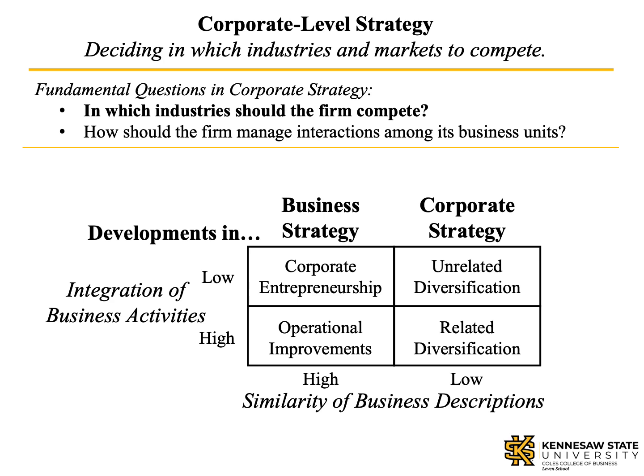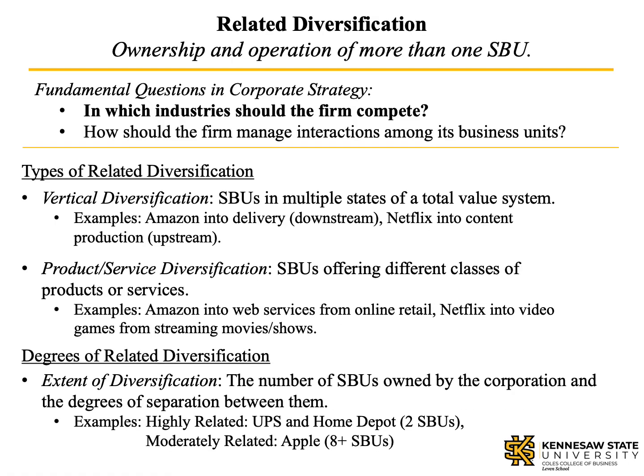Even if corporate strategy involves separate strategic business units, those units can be related to some degree or not related at all. There are two general forms of related diversification. Vertical diversification occurs when a firm builds a business in a sector up or downstream from an existing position in an industry's total value system.